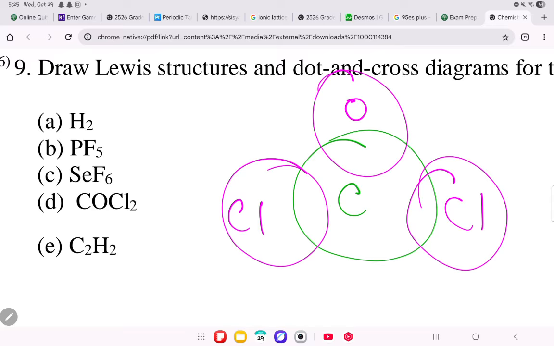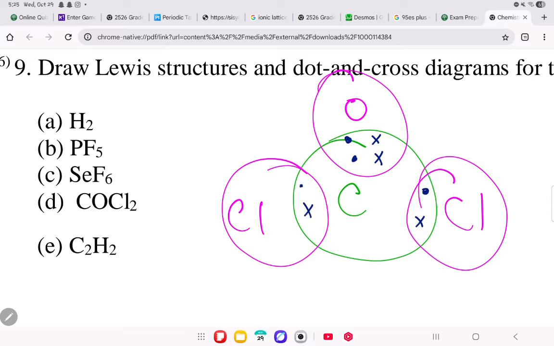Carbon has 4 valence electrons because it's in group 4. Oxygen has 6 because it's in group 6. And chlorine has 7 because it's in group 7. So, in my opinion, it would be better to start with the covalent electrons or the bonded electrons. We said that we have a double bond over here, so we have it like this. Here we have a single bond, and here we also have a single bond.